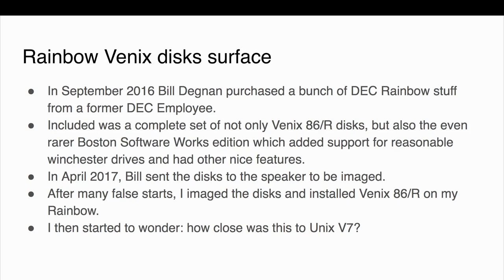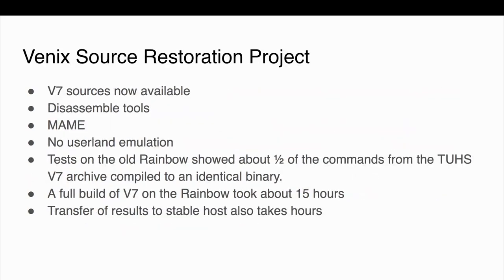And I started wondering, how close was it to Unix version 7? Could I take the version 7 sources that had been released, compile it with a compiler, and get the sources and maybe create a distribution or something crazy like that? So I started the Venix source restoration project, which I'm running a little short on time. I won't go through all the details.